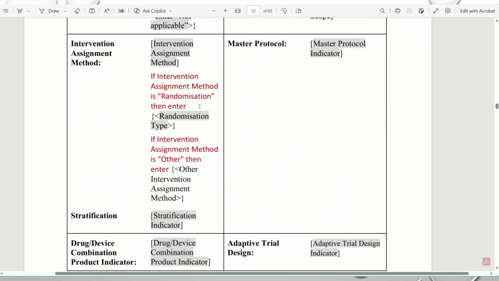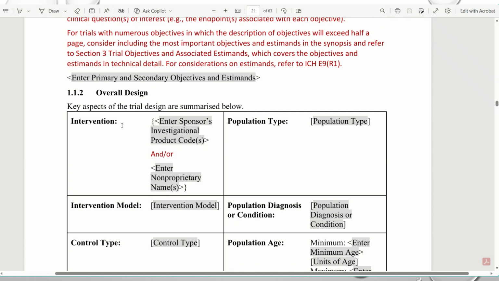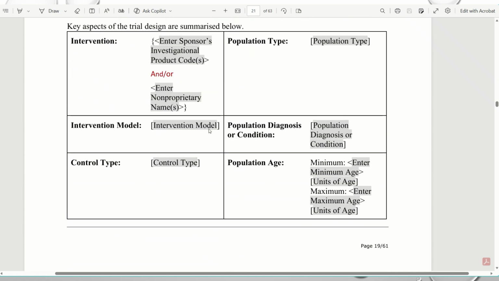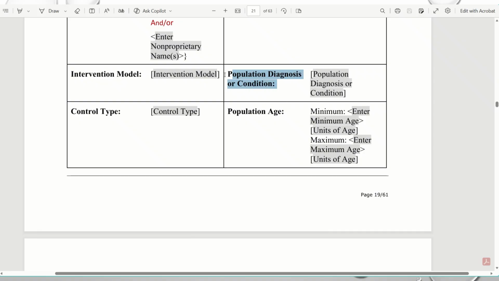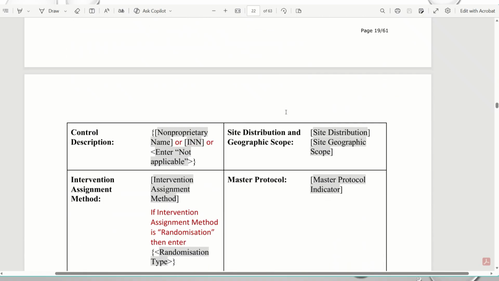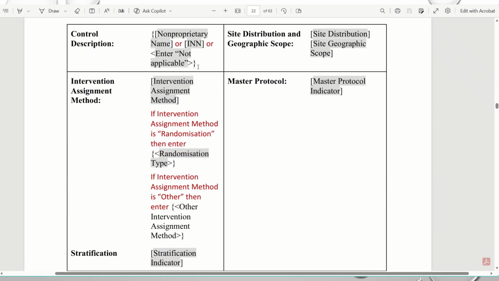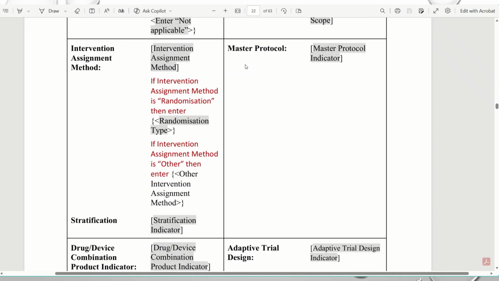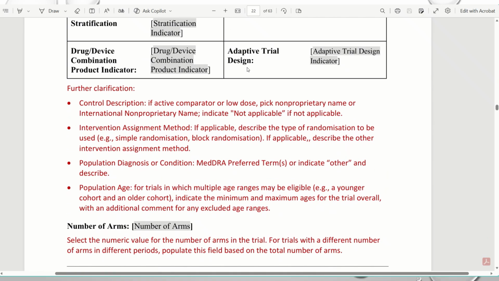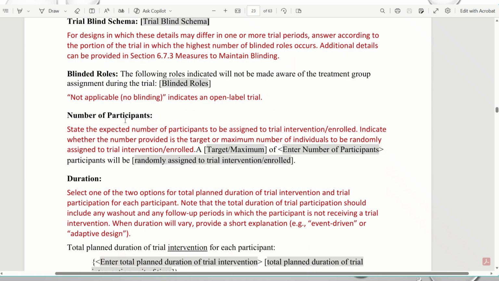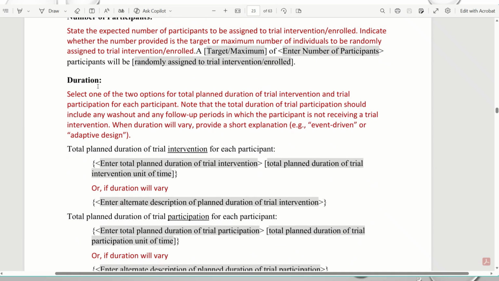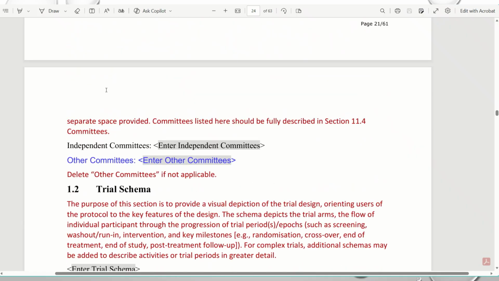So this is your overall trial design, intervention, population, diagnosis or condition, because you could have more than one. It could be treatment agnostic, population age, some information on your control. Yeah. Number of arms, trial blind schema, blinded roles, number of participants. I think it's quite intuitive.